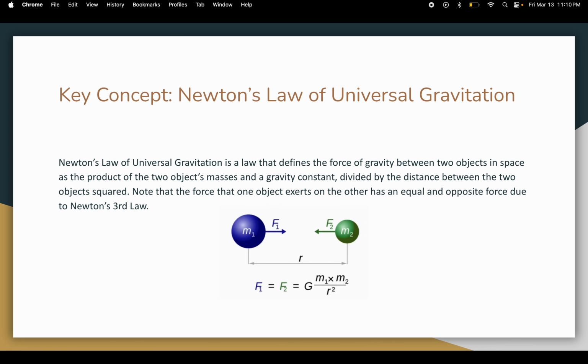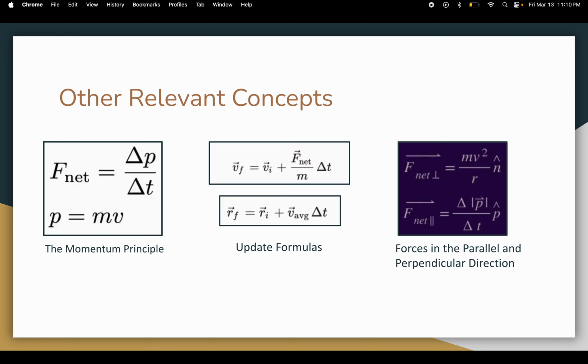And so some key concepts. First, we have Newton's law of universal gravitation, and this is the law that defines the force of gravity between two objects in space as a product of the two objects' masses and a gravity constant, divided by the distance between the two objects squared. Note that the force that one object exerts on the other has an equal and opposite force due to Newton's third law. And then some other relevant concepts are the momentum principle, which describes the net force on an object being equal to the change of momentum over a change in time.